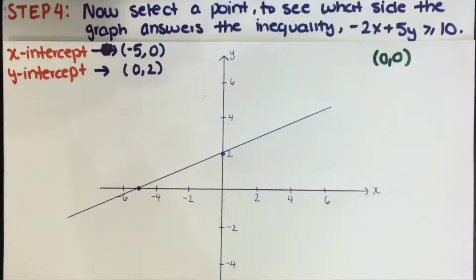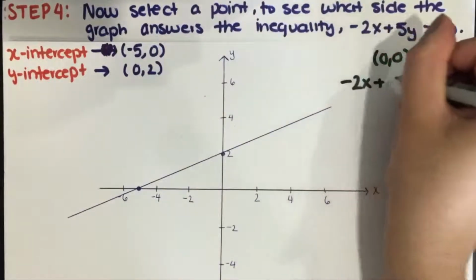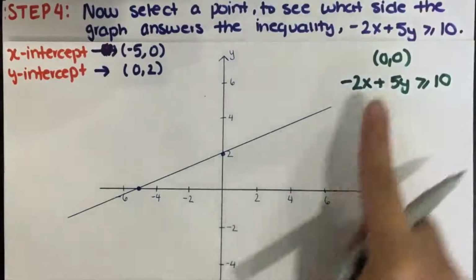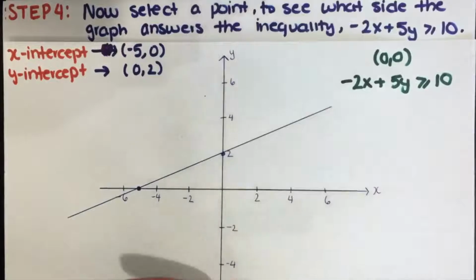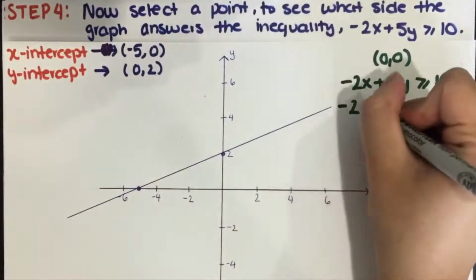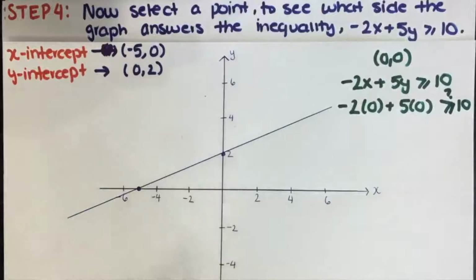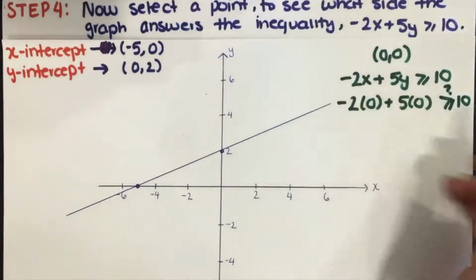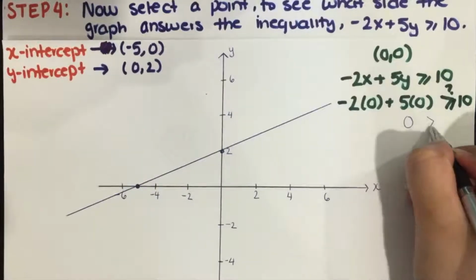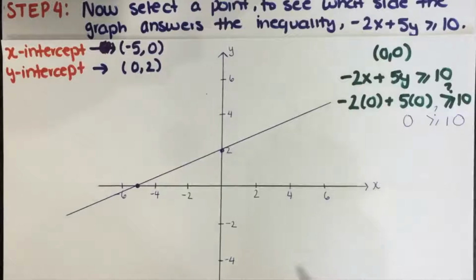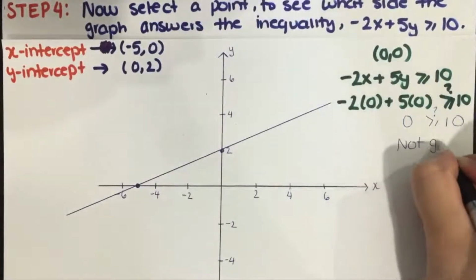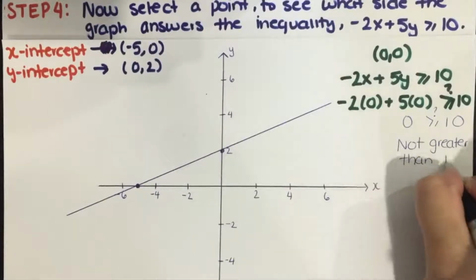Now your next step is to substitute these numbers in for x and y into our inequality, negative 2x plus 5y greater than or equal to 10. So we're going to plug in 0, 0 in here. If you picked a different point like 2, 2, you would put in 2 and 2 in there. So negative 2 times 0 plus 5 times 0, and we're checking if this holds true or not. Right? So this is 0, so 0 plus 0 is 0. So we have 0 is greater than or equal to 10. Is this true? No, this is not greater than 10, so it's not true.